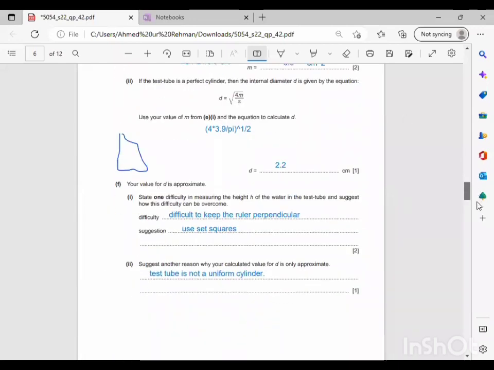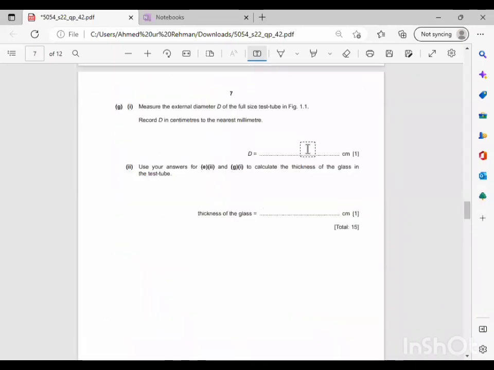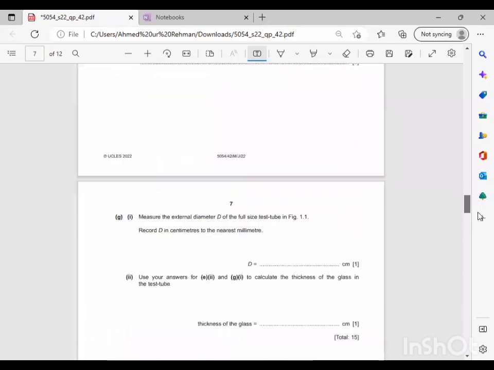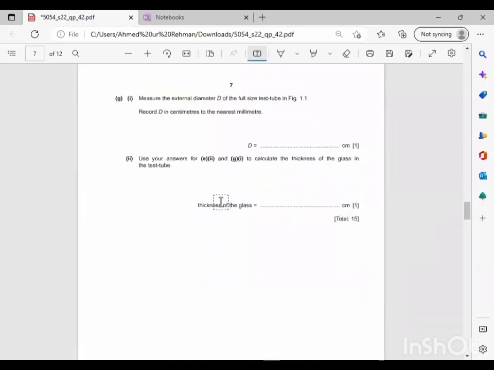Okay, so you have the internal diameter and you have the external diameter in your answers, E part 2 and G part I. And the formula for calculating the thickness of the glass using your internal and external diameter is that you basically subtract your internal diameter from your external diameter and then you just divide by 2, right? And it is basically in centimeters, so you don't need to convert as well. But wait, I need to have a value for external diameter.